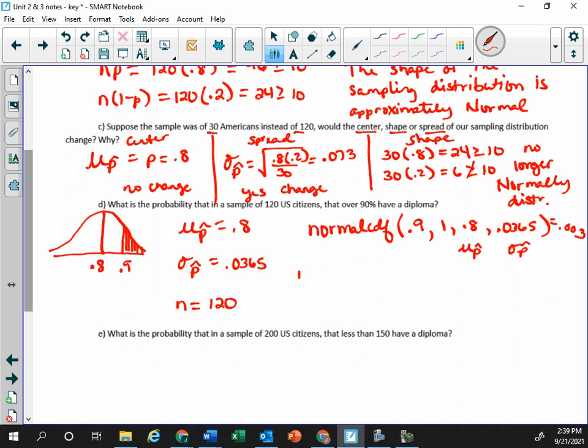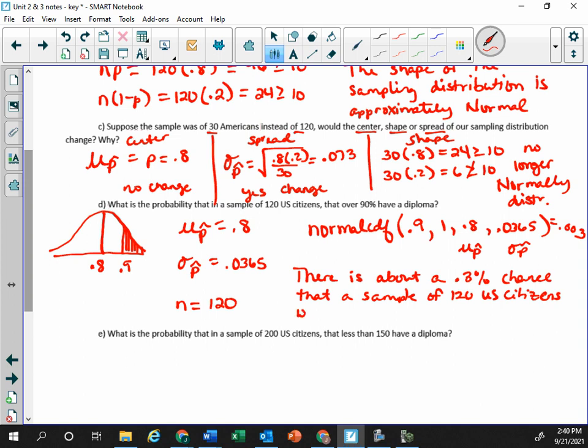So we're going to say there is about a 0.3% chance that a sample of 120 U.S. citizens will have 90% or more with a diploma. Questions on that one?